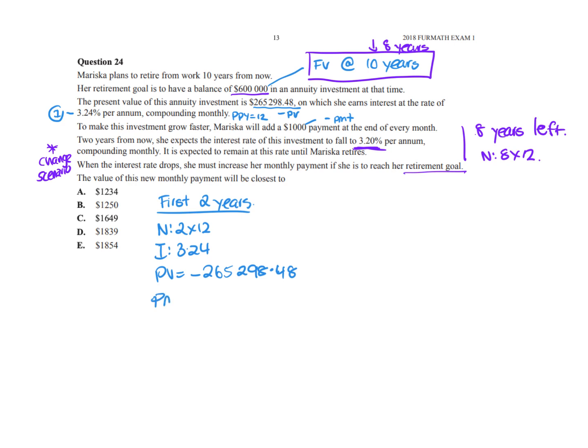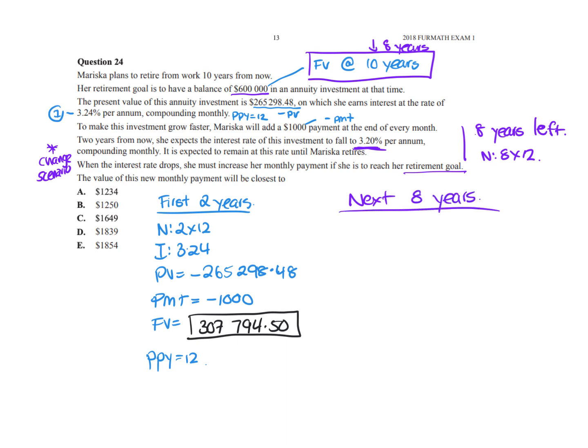Okay, payments, she originally was adding an extra 1,000, so I'll do that. FV is what I want to know at the moment. We want to know what she's up to at the end of the 2 years, so we can keep going on the second part of the scenario. So when we do that, she's got it up to 307,794.50. So now I'm going to do the next 8 years.